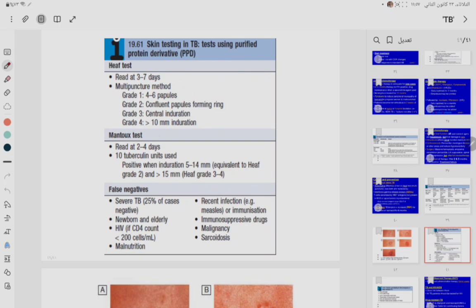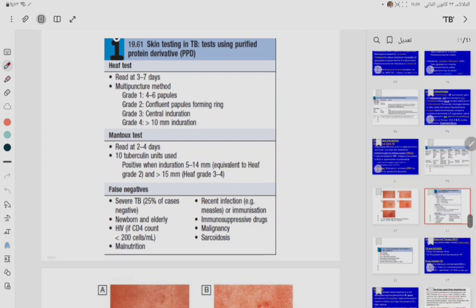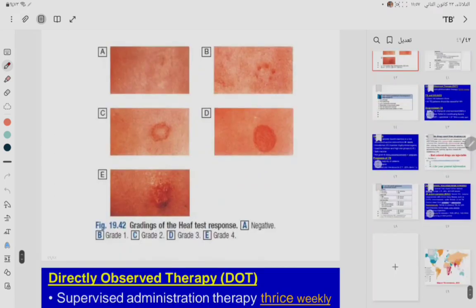Next. And these are the durations and the HEAF test. You can see that the HEAF test is 6 needles within the gun, and they measure that. It's grade 1, grade 2, grade 3, and you will see next. Directly observed therapy, 3 times a week.